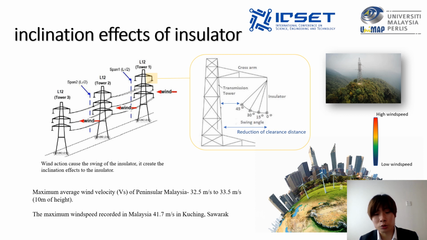When the insulator swings, the reduction of the clearance distance will increase the possibility of flashover of the insulator. In addition, the wind speed increases with altitude. The transmission tower or insulator located in a high area will suffer higher wind speed compared to lower altitude.